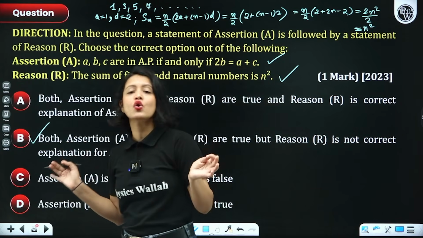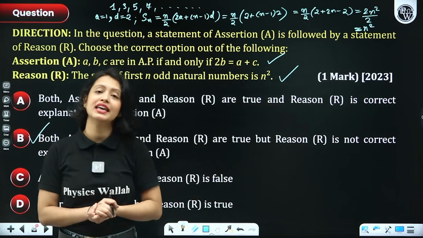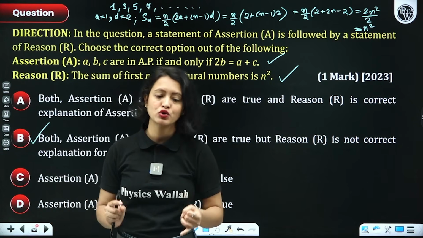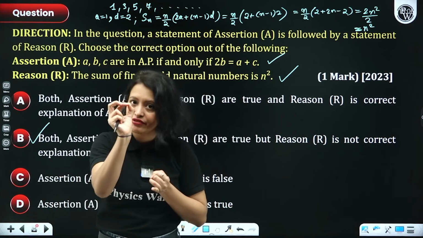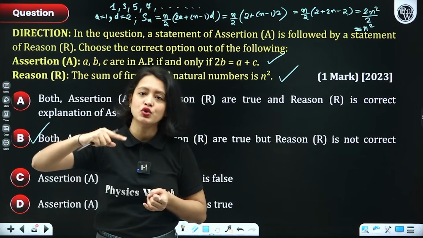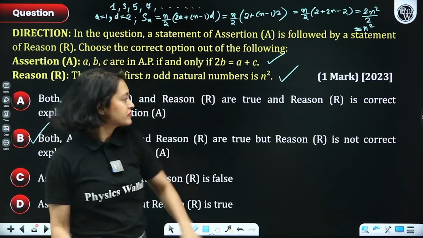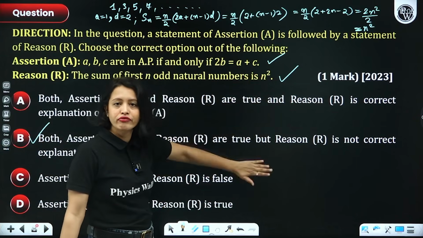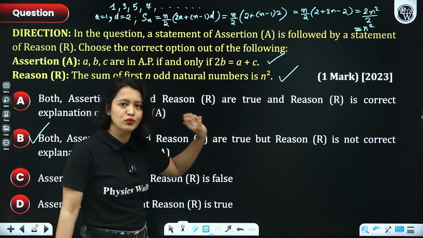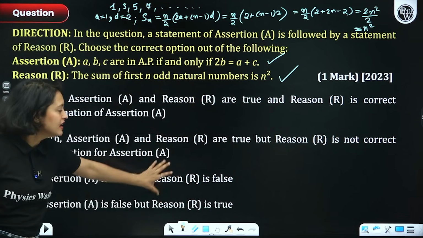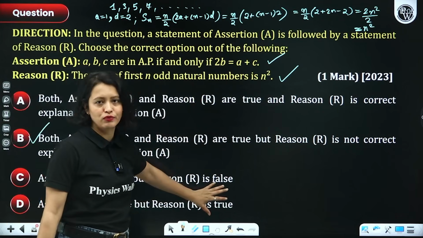Okay? So I know a lot of people struggle with AR type questions. So remember, the first step in AR type questions is to individually figure out whether the statements are true or not. If both statements are true, then either the first or the second option would be correct. But if either statement is false, then one of the last two options would be correct, right?